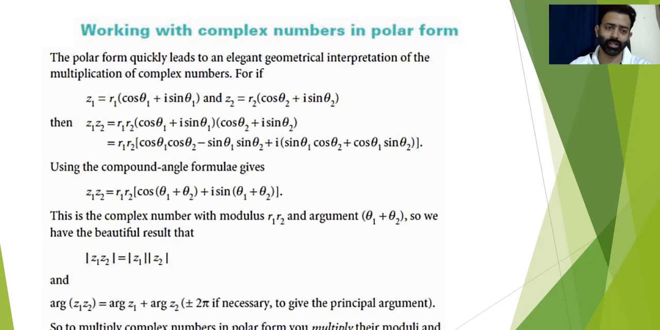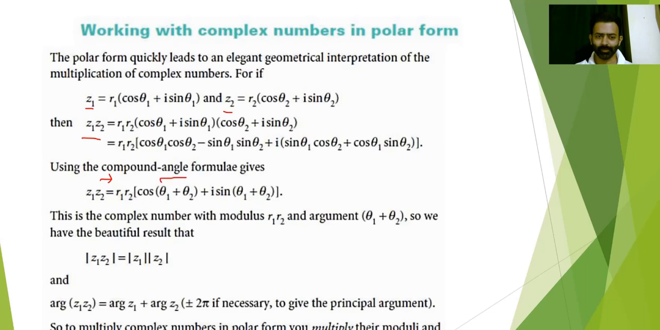The polar form quickly leads to an elegant geometrical interpretation of the multiplication of complex numbers. If we have two complex numbers z1 and z2 written in polar form, the argument of complex number 1 is theta 1 and for 2 is theta 2, and the magnitudes are r1 and r2 respectively. When we multiply these two numbers, the result will again be a complex number, written as z1 z2. The magnitudes are multiplied separately and the arguments are added, right?